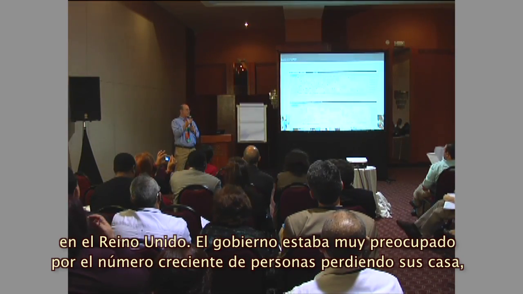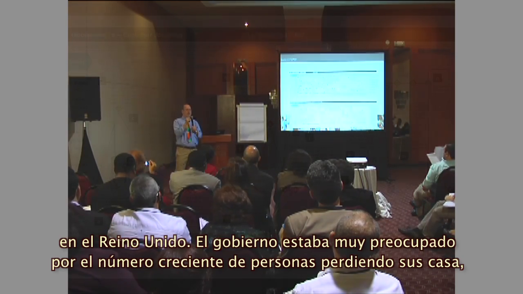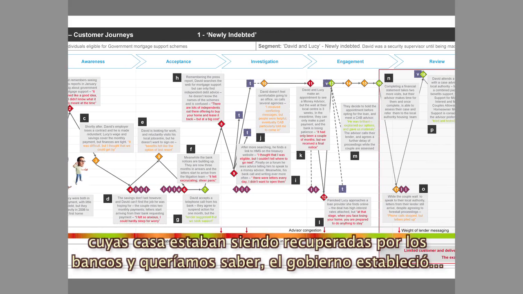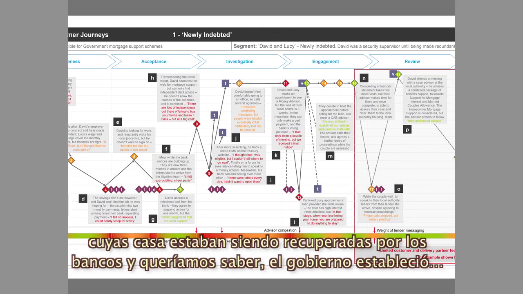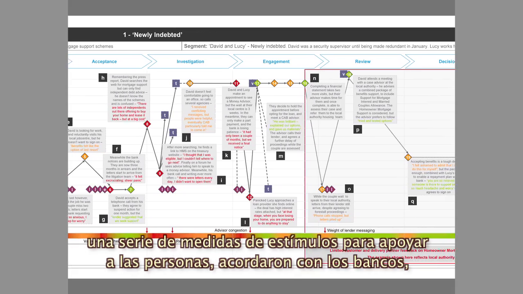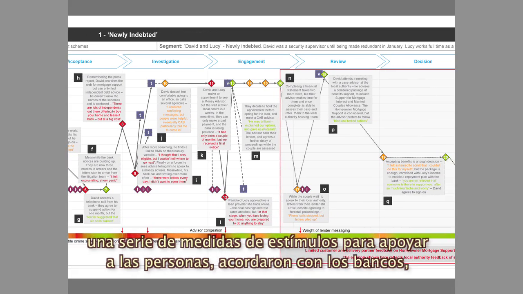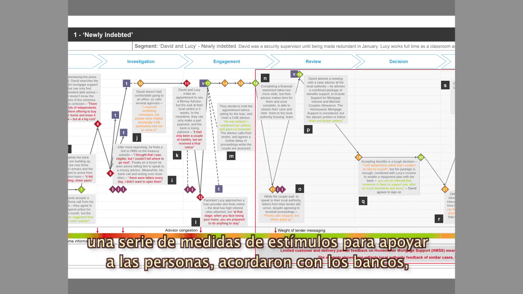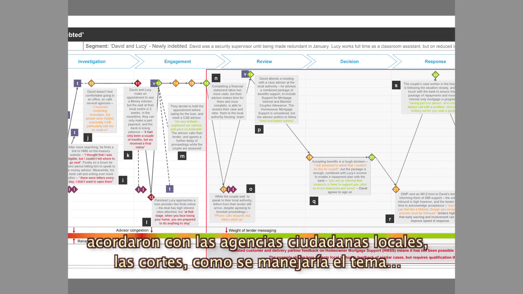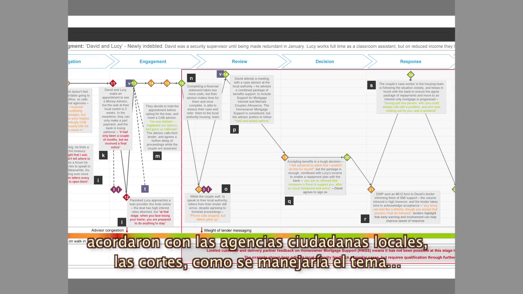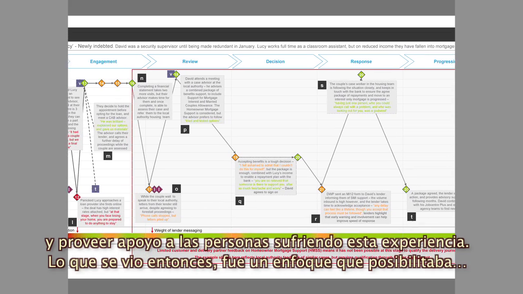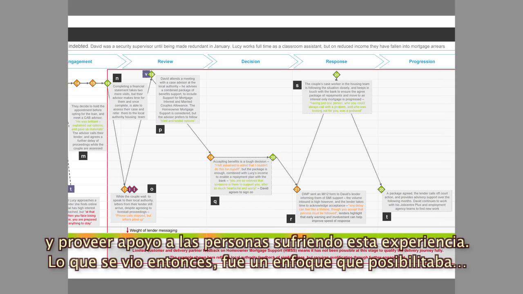The government was very concerned about an increasing number of people who were losing their homes, who were having their homes repossessed. And the government put in place a range of stimulus measures that would actually support people. They'd agreed with the banks, they'd agreed with local citizen advice agencies, they'd agreed with the courts how we would handle that to try and actually support people who were undergoing the crisis.